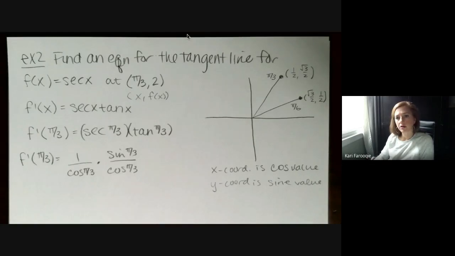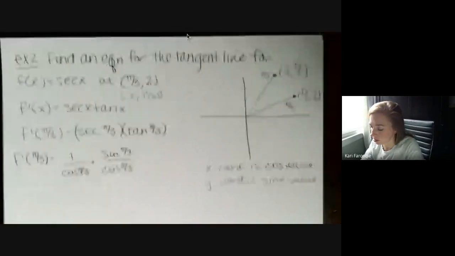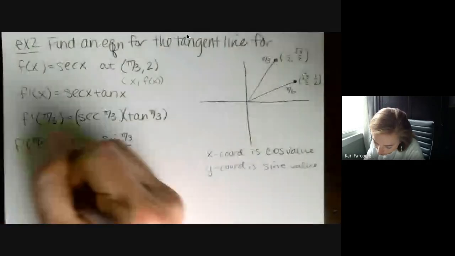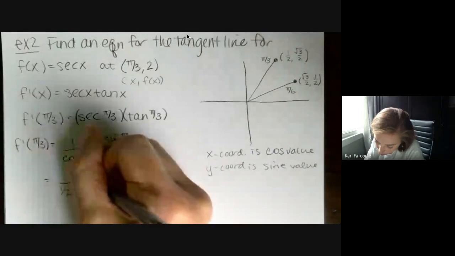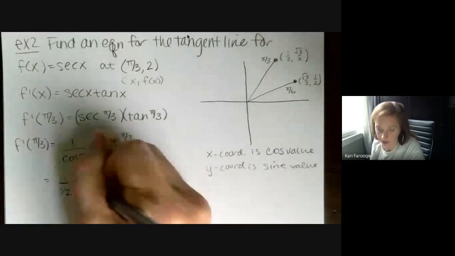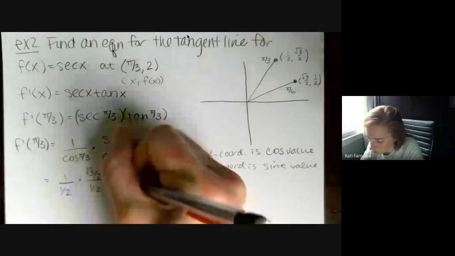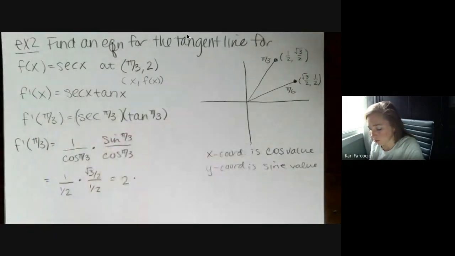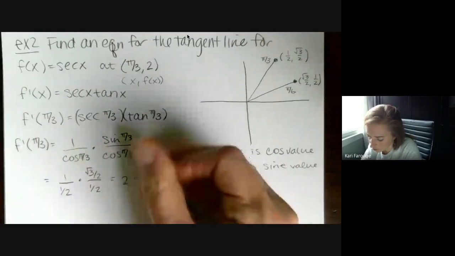All right, so go ahead and evaluate this derivative. The cosine of pi over 3 is the x coordinate, which is 1/2. So 1 divided by 1/2 times root 3 over 2 divided by 1/2. And you'll simplify this. 1 over 1/2 is 2. The square root of 3 divided by 1 is the square root of 3, and the 2's will cancel in the denominator.